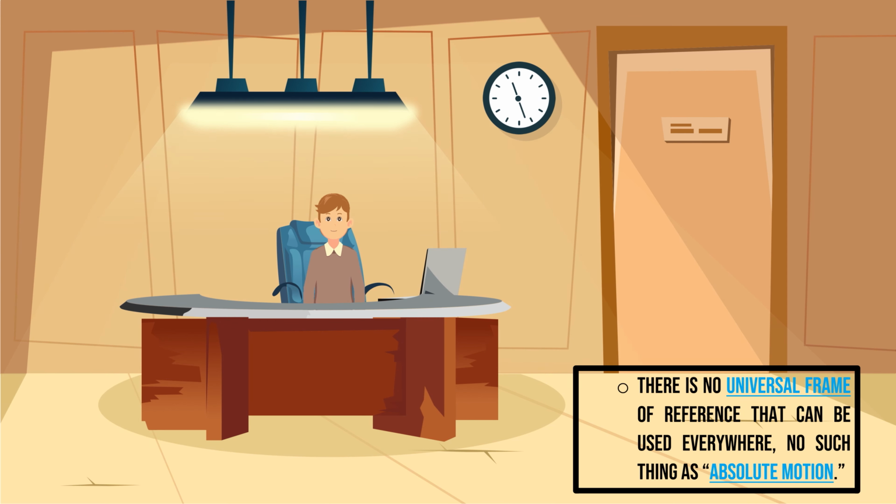Suppose you are in a closed laboratory in which Newton's first law holds. Is the laboratory moving, or is it at rest? You can't say anything, because it will depend on the perspective of the observer. So, the question is meaningless, because all constant velocity motion is relative. There is no universal frame of reference that can be used everywhere, and no such thing as absolute motion. The theory of relativity deals with the consequences of the lack of a universal frame of reference.